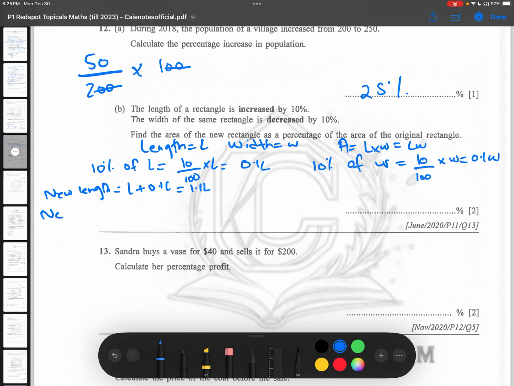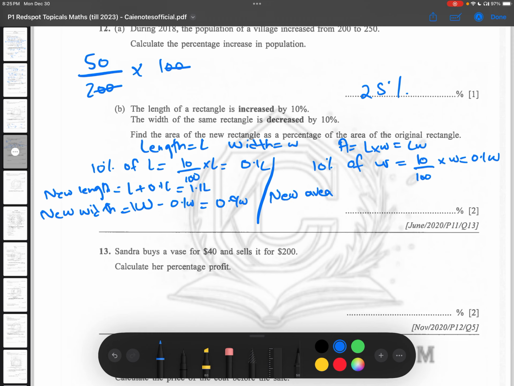And the width decreased by 10%. So the new width will be W minus 0.1 W. If you are getting confused, just put 1 before the W. 1 W minus 0.1 W is equal to 0.9 W. So this is the new length and width. Now I can get the new area.